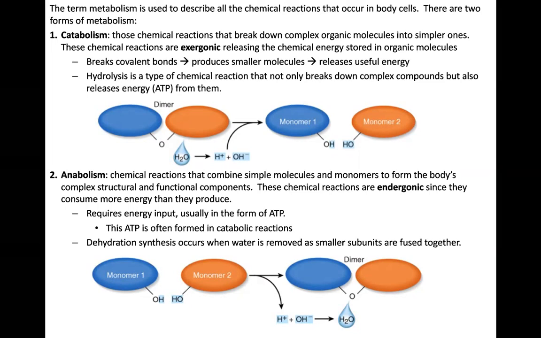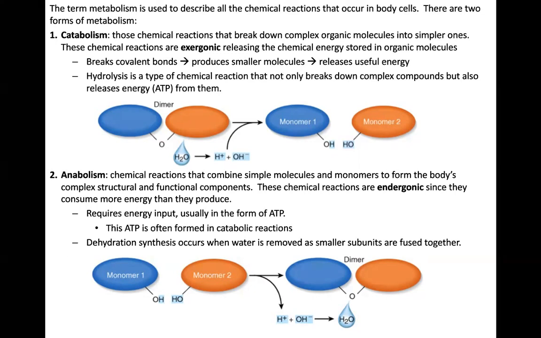Opposite of catabolism is anabolism, where we combine simple molecules and monomers to form the body's complex structural and functional units. Like when we take monomer 1, monomer 2, we reverse the reaction this time and we build up to a dimer where they're bonded together. This is how we take amino acids and we make proteins, make our muscles get bigger, okay, which requires energy. And that's because these are endergonic, since they consume more energy than they produce. Requires energy input, usually in the form of ATP.